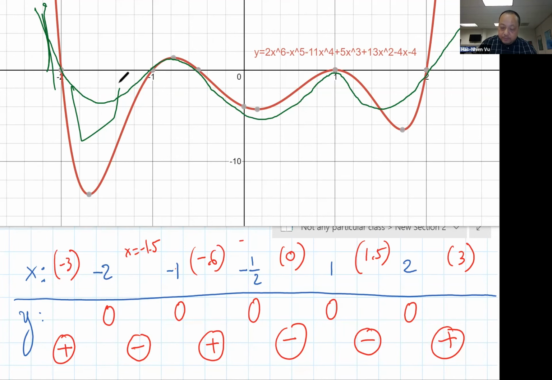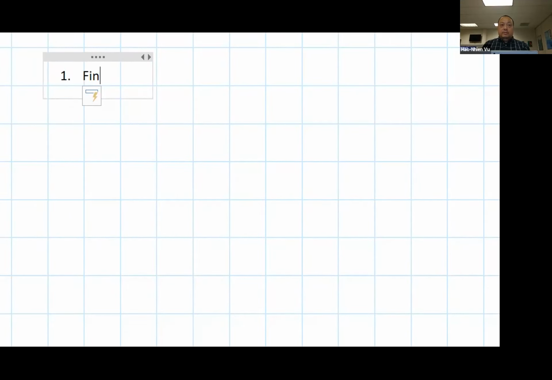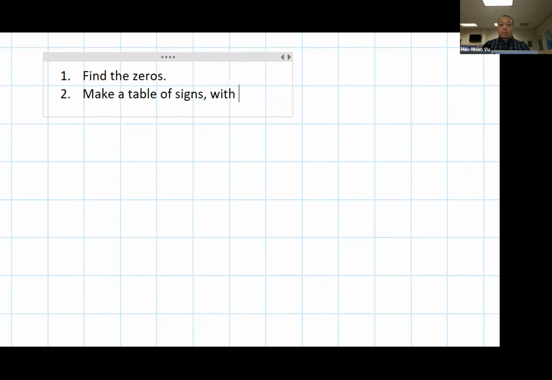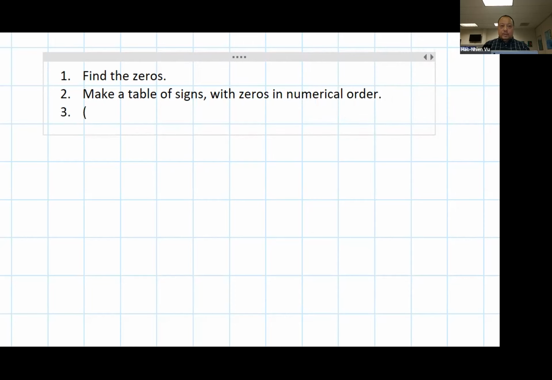Let's summarize. Number 1. Find the zeros. In the example I just did, we were just given the zeros. In an actual problem, sometimes you are just given the zeros, then just use it. But if you're not, then you actually have to find the zeros. Number 2, make a table of signs with the zeros in numerical order. Number 3, use end behavior. And I put it in parentheses because if you don't know it, you can just jump ahead to step 4. Use end behavior if you know the rules.